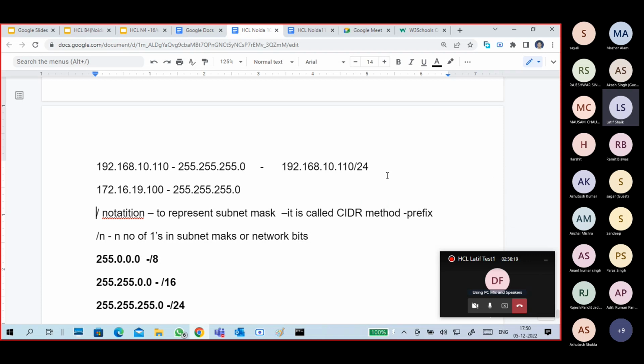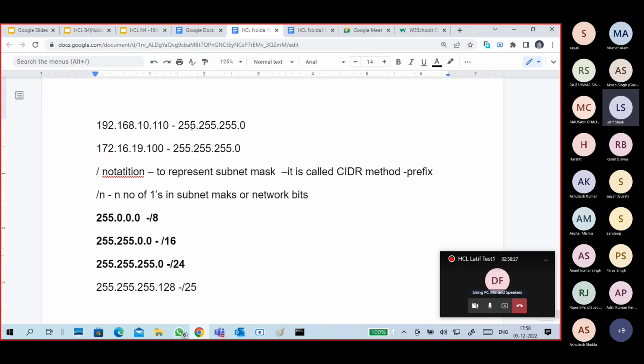To make it easier, I will remove all these things, because while I'm typing, I do more complex things. This is the way to represent a subnet mask. So this is an IP address, this is a subnet mask. Sometimes we can represent a subnet mask as a slash notation. This method is called CIDR, also known as the prefix. You say a /8 prefix, /16, /25. That represents the prefix, not the subnet mask. Or we can say the prefix is nothing but your subnet mask only.